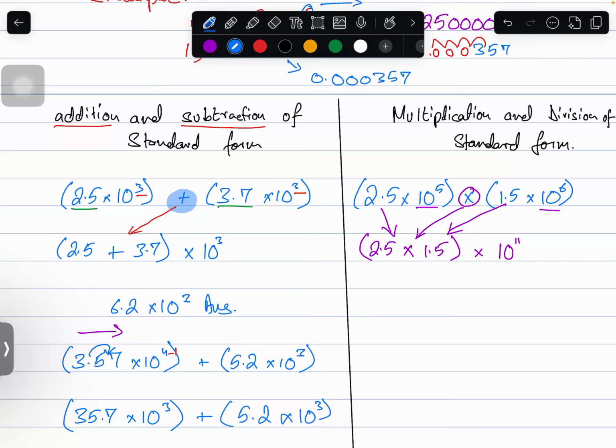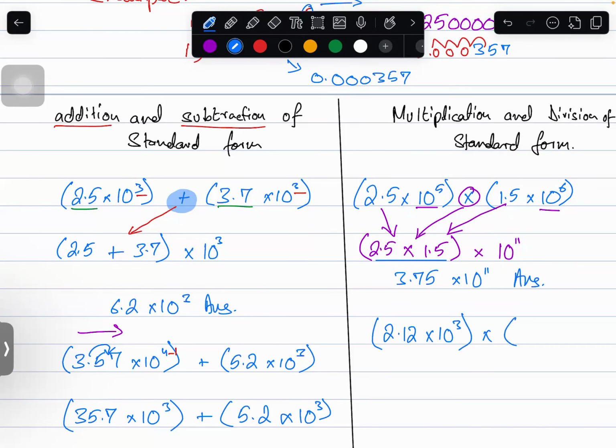Now, if I divide these two numbers, 2.5 and 1.5, no, it's not dividing, it's multiplying. If I multiply these two numbers, I'm going to get 3.75 multiplied by 10 power 11, and that's going to be a simple answer. Let me give you a quick example again. Let's say I have 2.12 multiplied by 10 power 3, first standard form.